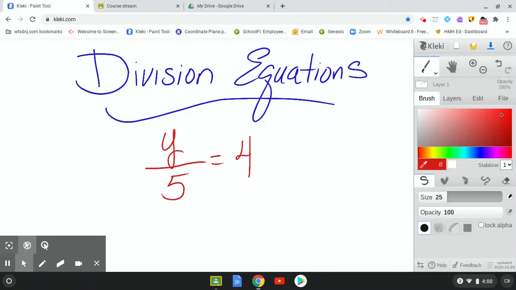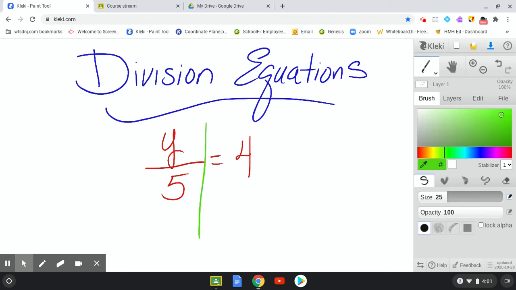Quick review on solving division equations. So we know that we are going to use the inverse operation, or the opposite operation, to solve. First thing I want to do, first of all, I have y divided by 5 is equal to 4. I'm going to put down my lines to make things nice and neat.